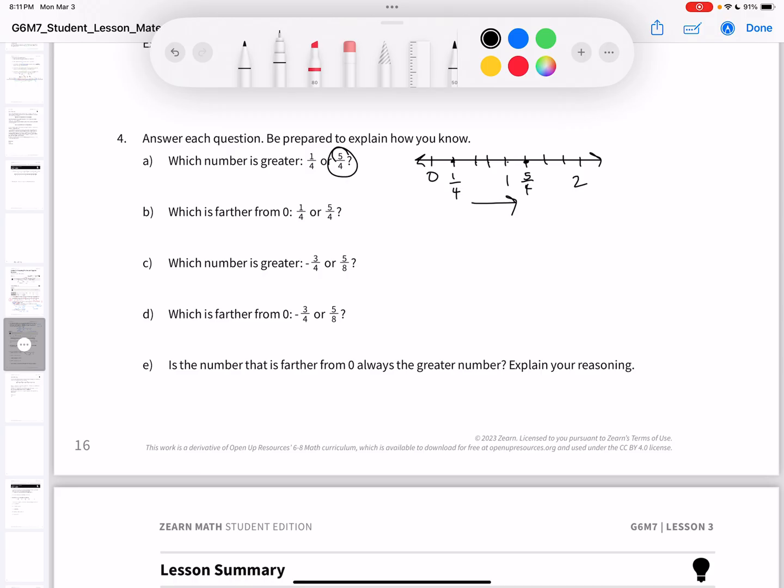Which is farther from 0, 1/4 or 5/4? Well, let's see. 1/4 is 1 jump away from 0. 5/4 is 1, 2, 3, 4, 5 jumps away. So 5/4 is further away from 0.